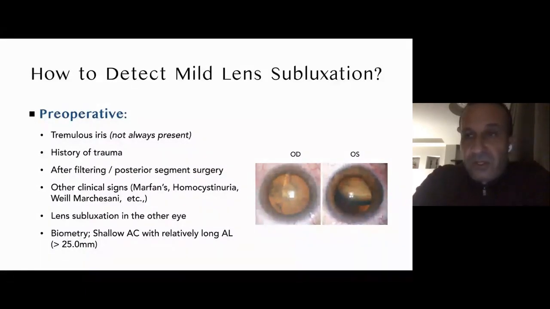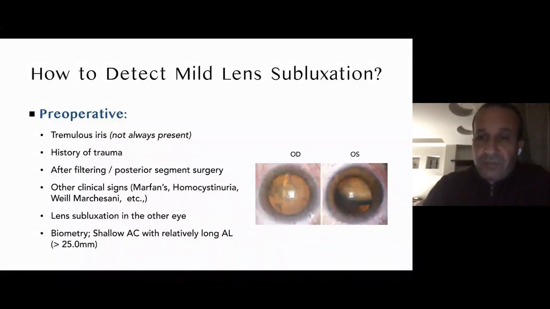Of course, surgeons should be aware of the systemic manifestations of other syndromes associated with lens subluxation, like Marfan syndrome, homocystinuria, Weill-Marchesani syndrome, etc. These systemic findings might provide a clue for the surgeon that this patient or this eye might have lens subluxation. Of course, we should suspect lens subluxation if the patient already had subluxation in the other eye, as you can see in this photo.